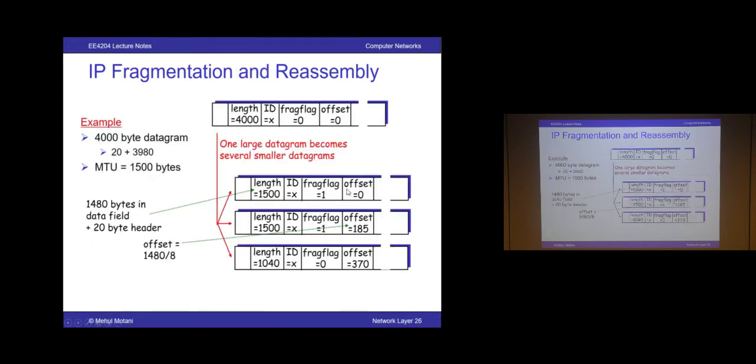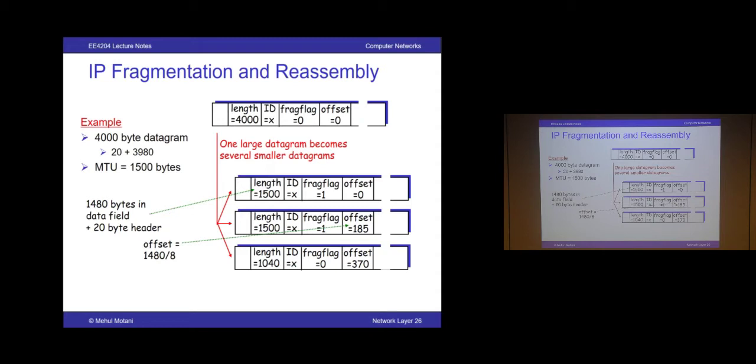It's best done through an example, so we'll just do an example here. Let's say I have a 4,000 byte datagram. That's the total size. It's 20 bytes of header and 3,980 bytes of payload. This is the mother packet. And let's say the MTU for the follow-on network is 1,500 bytes.